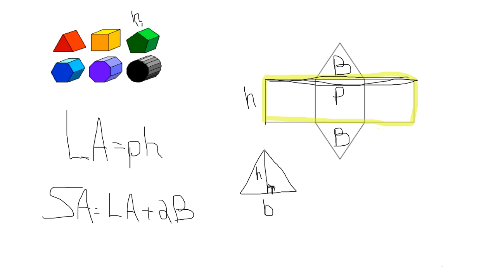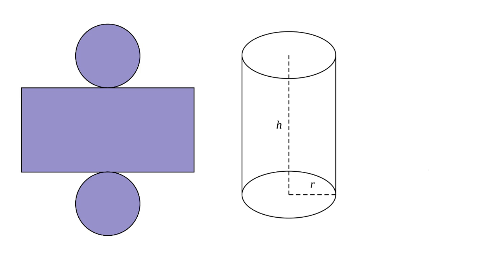So in general, the lateral area of any three-dimensional shape is the area of the lateral faces, and the surface area is the total area, so lateral faces plus the bases, okay? So if I'm thinking about perhaps a cylinder, even though a cylinder is not a prism, it still has two bases and it has a lateral face.